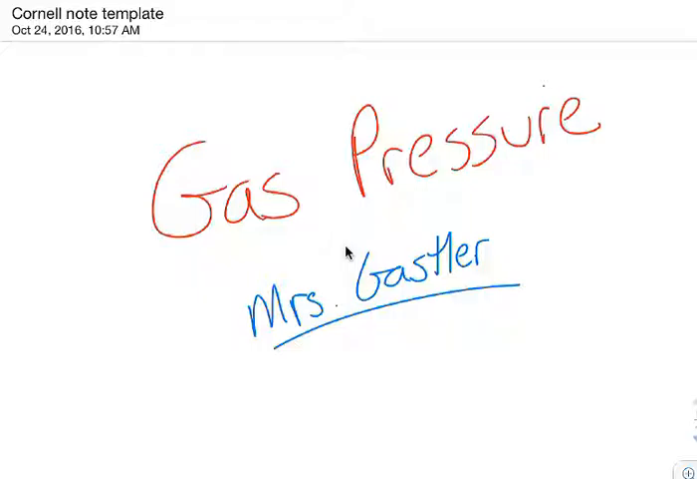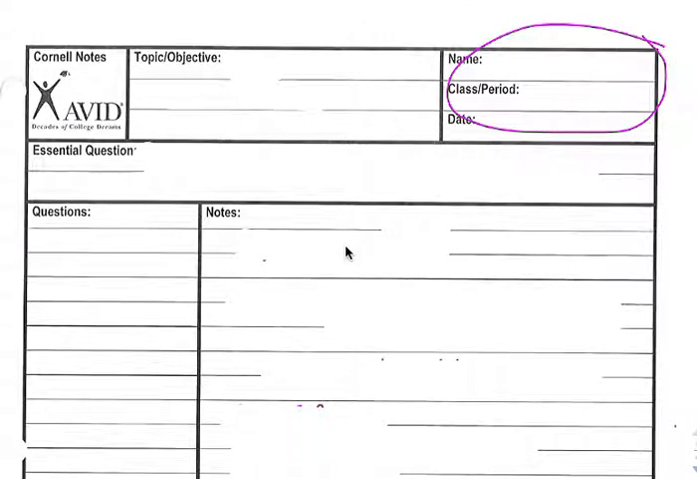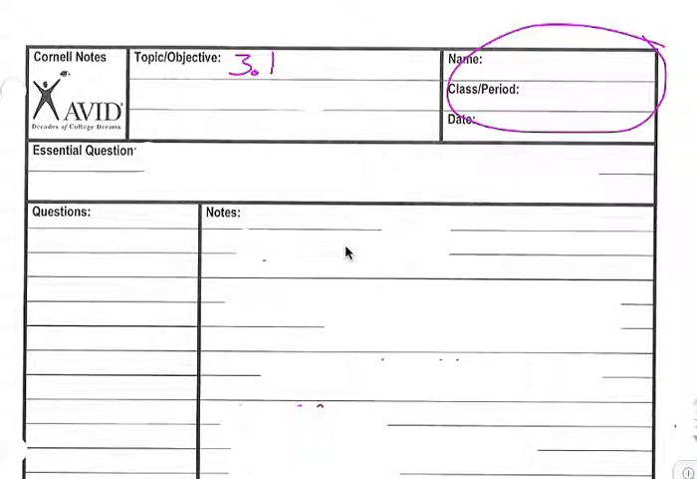So we're going to get out our Cornell paper. This is going to look a little different today because I'm doing it a little bit different. Okay, so here's our Cornell paper. Make sure you start by putting your name, class period, and date on there. Our objective is 3.1. My 1 disappeared. There we go. And that's going to be talking about gas pressure. Whoops. Okay, so that's a problem. We can do this. Okay.